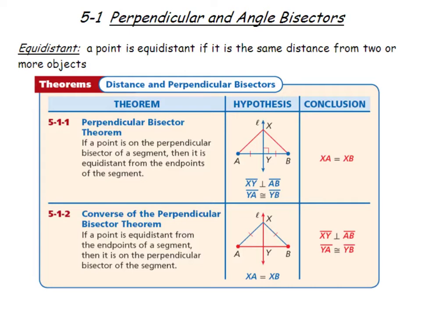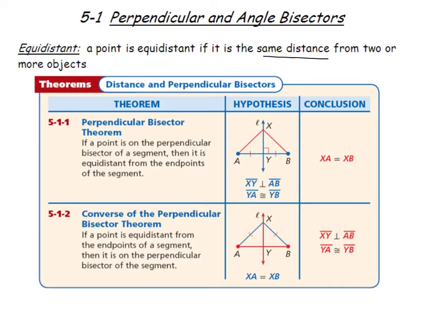Before we get started, I just wanted to talk to you about what the word equidistant means. And you can kind of guess just by looking at it. Equidistant is a point that's the same distance, equal distance, from two or more objects. So right off the bat, we're going to talk about how distance and perpendicular bisectors are related to each other.